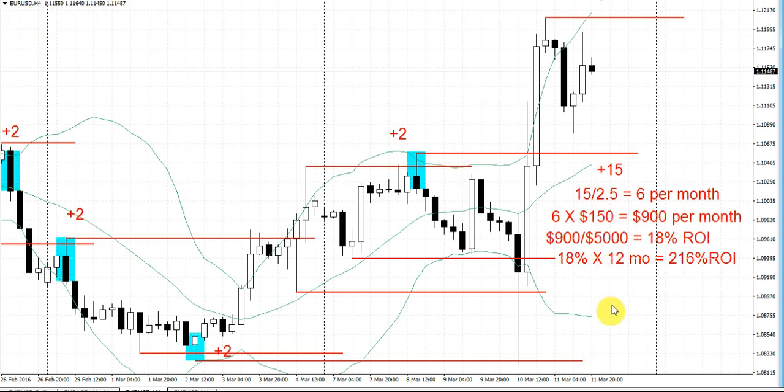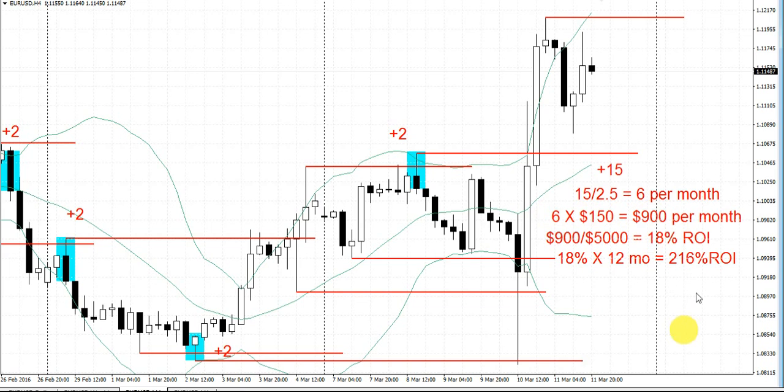Now if you take the $900 profit per month on a $5,000 account and divide that, you're going to see that it's 18% return on investment, ROI. So if you had a $1,000 account, 18% of that would be $180 profit per month. If you don't trade with a $5,000 account, you can calculate it based on 18% of whatever the value of your account is.